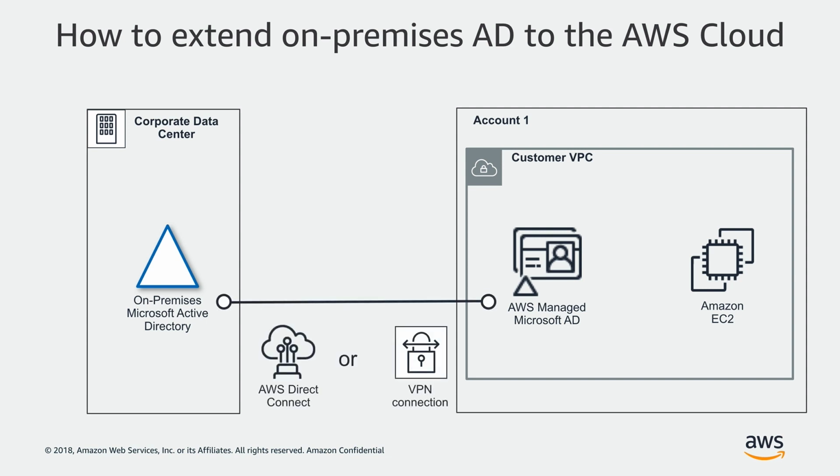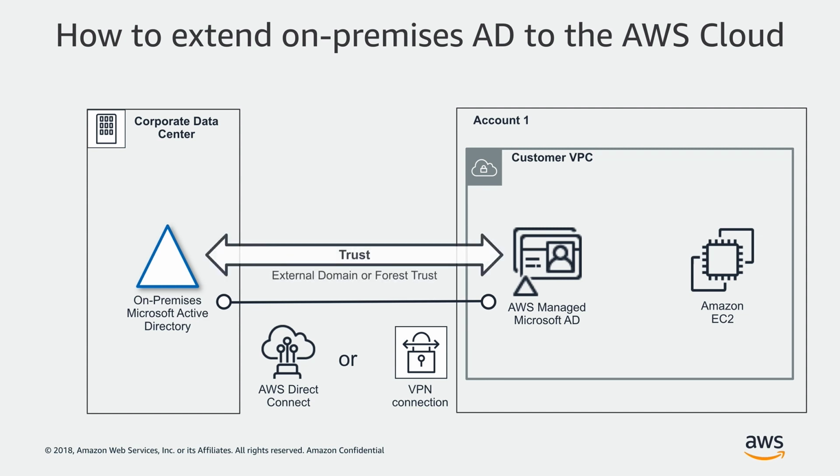You connect these networks with AWS Direct Connect or a virtual private network connection. You then create a forest trust or an external domain trust. This can be a one-way or two-way trust. Next, you domain join the EC2 instances to your AWS Managed Microsoft AD. To create the trust, you need Kerberos pre-authentication enabled in your on-premises directory.